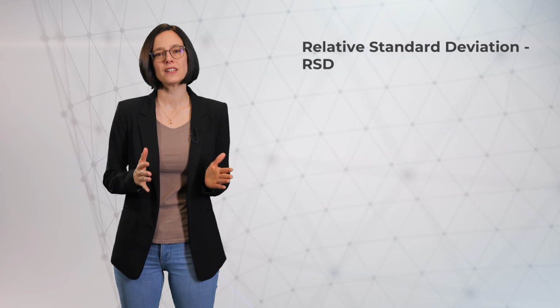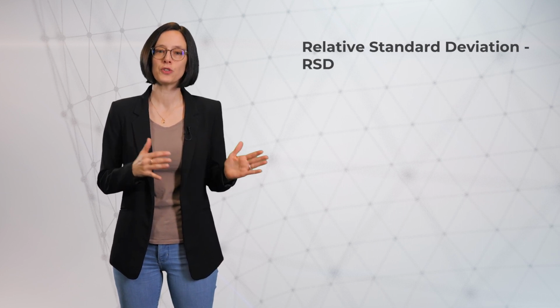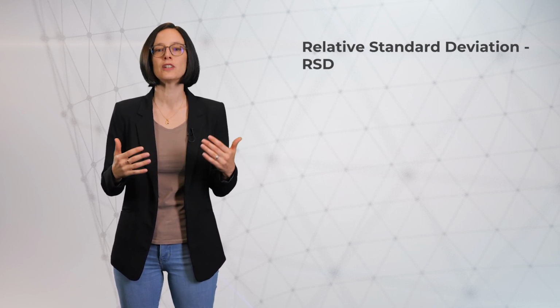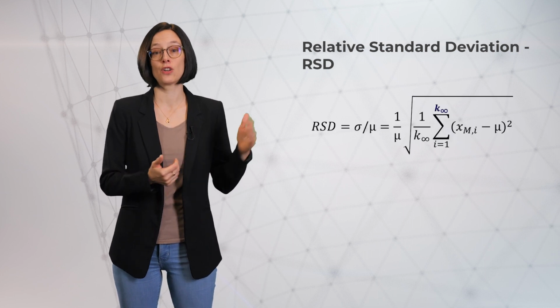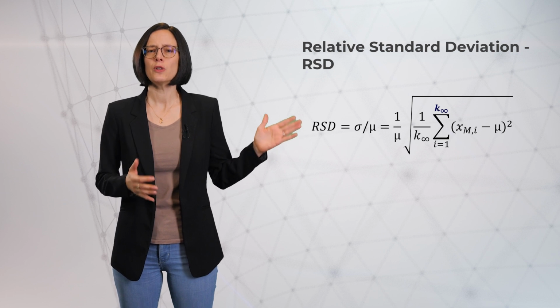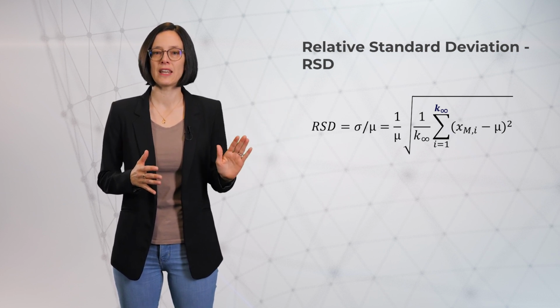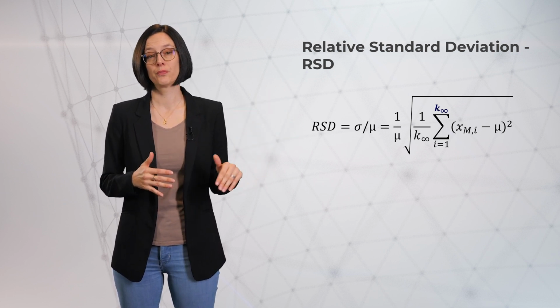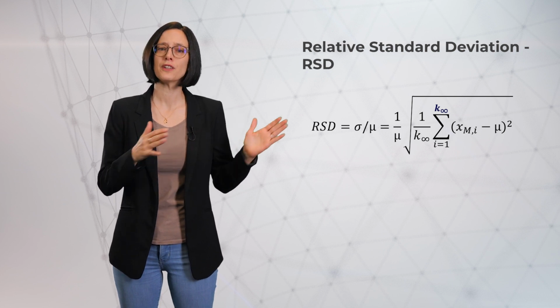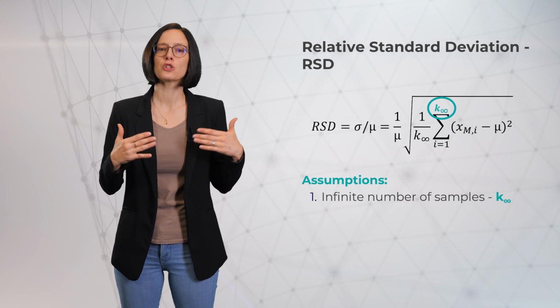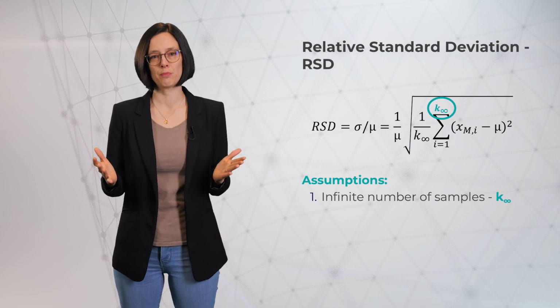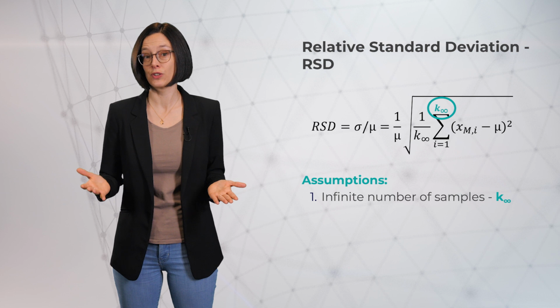The relative standard deviation, or RSD, of taken samples is commonly used to quantify the blend quality. This is the definition of the RSD. You will find the equation with an explanation also after the video. In general, the smaller the RSD, the better the blend. Theoretically, we should take an infinite number of samples. This is not possible in reality.